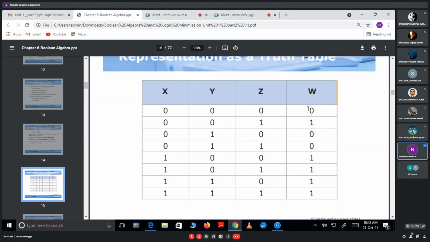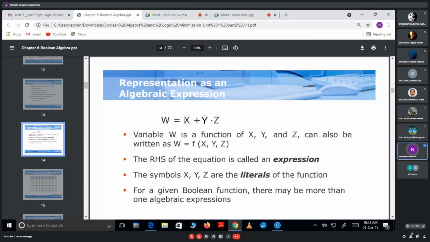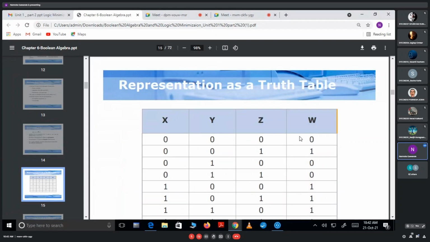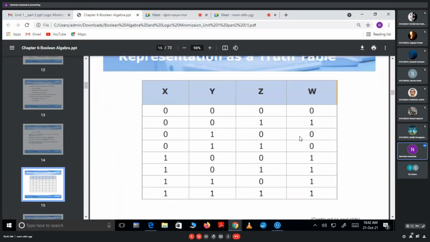Now, what about this W? How is it calculated? Here W is given as X plus Y bar dot Z. If you calculate this X plus Y bar dot Z, you will get this answer. You can see at the last column W: 0, 1, 0, 0, 1, 1, 1, 1. This is the value of this particular function, that is W. Shall I calculate this on the whiteboard, or have you understood this part, how this W is calculated?